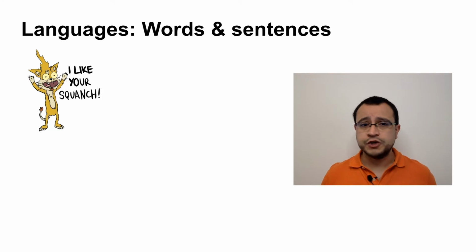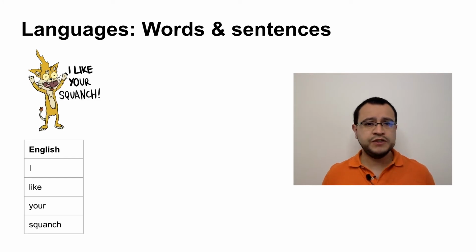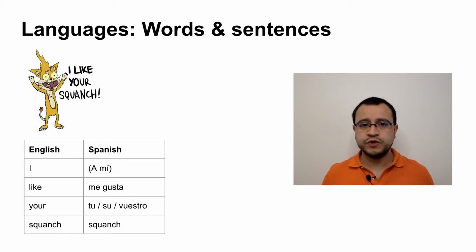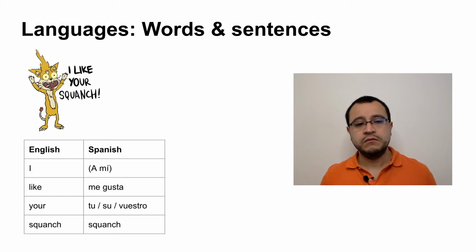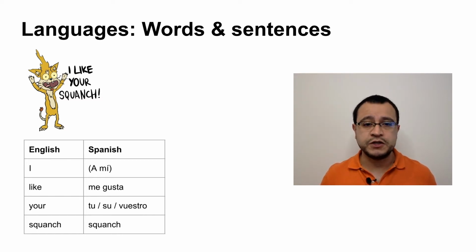Let's take this sentence from Squanchy: "I like your squanch." And let's analyze a bit how this would look in different languages. Let's start with Spanish. In Spanish, we almost have a one-to-one translation. So, "a mí me gusta tu squanch." And we could do the same process for French.